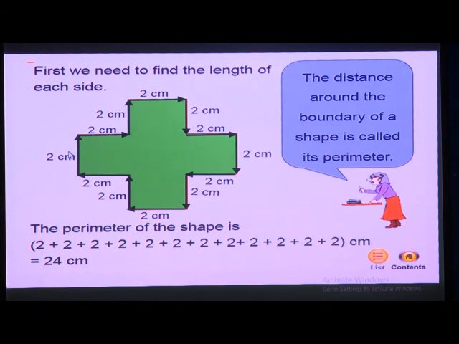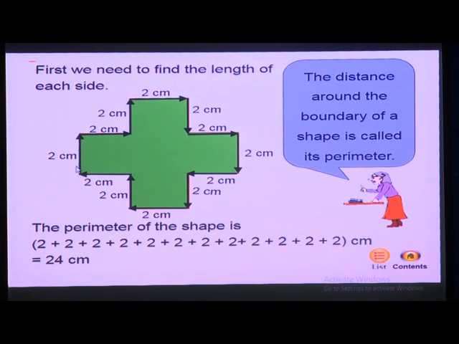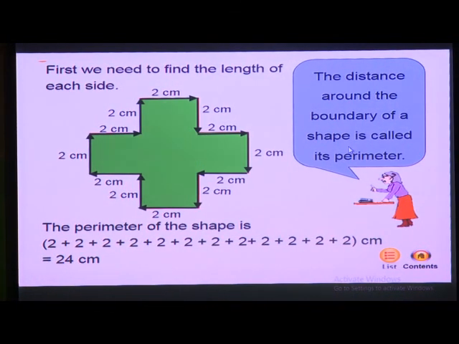So, how many sides? That many times we have to add it. How many sides do we have? 1, 2, 3, 4, 5, 6, 7, 8, 9, 10, 11, 12. So, we have 12 sides, and when we add it, we get the perimeter of the shape. The perimeter of the shape is 24 centimeter. How do we get that? When we added all sides distance, we get the perimeter of the given shape.